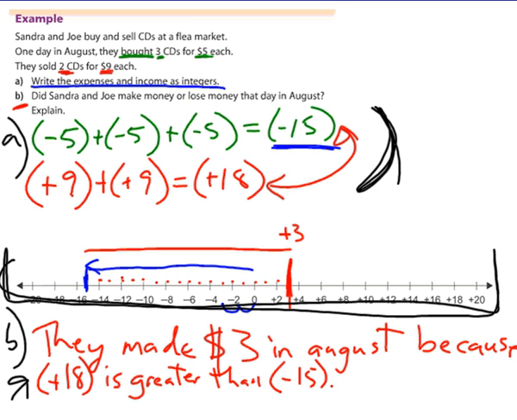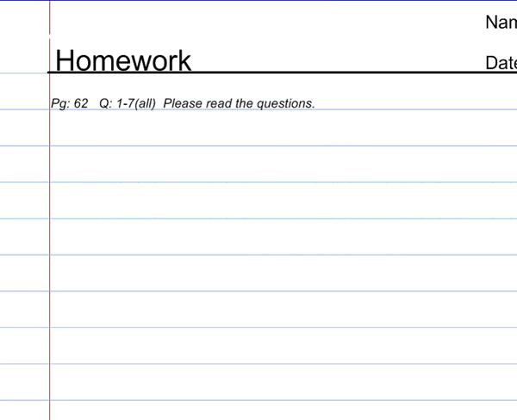So what's your homework for today? You have a lot of questions. It is on page 62, questions 1 to 7 all. Now I say all, but you know what? Looking back over things, I'm going to change that one up. Because I'm a nice guy. For questions 1 and 2, you're only doing A through D, so A, B, C, and D. But each one says you must use a number line.